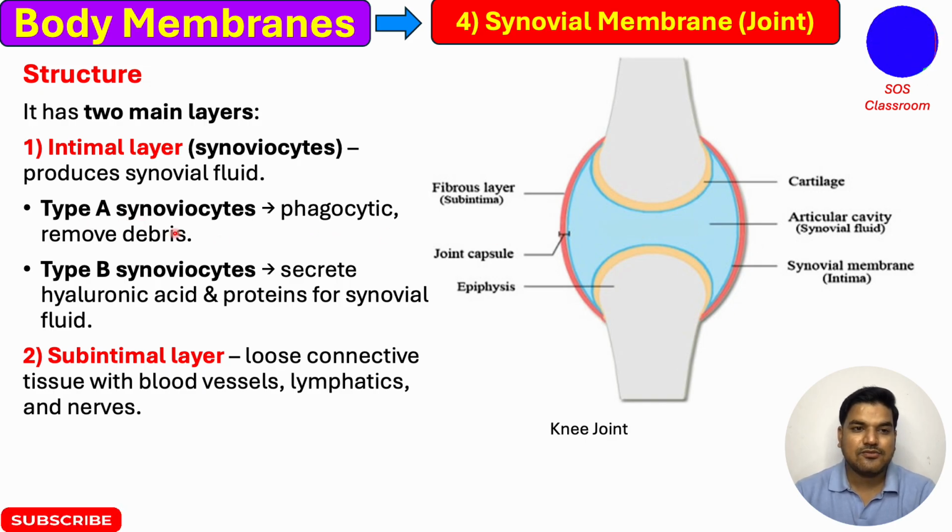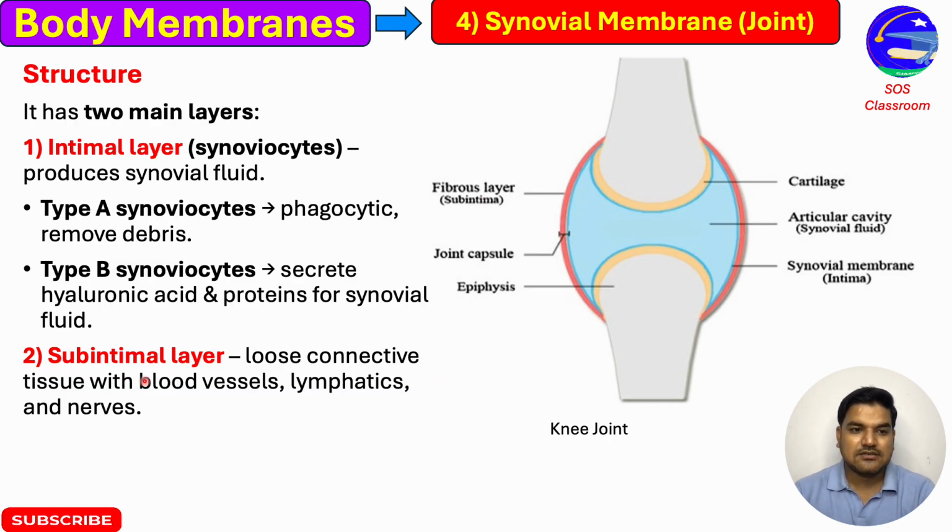First is the type A synoviocytes, helpful for phagocytosis and removing debris from the joints. Second is the type B synoviocytes, which help to secrete the hyaluronic acid and protein for the synovial fluid. So there are two functions of the synoviocytes. First is phagocytosis, removing the debris or waste products from the joints. Second, B synoviocytes secrete the hyaluronic acid and proteins for the synovial fluid.